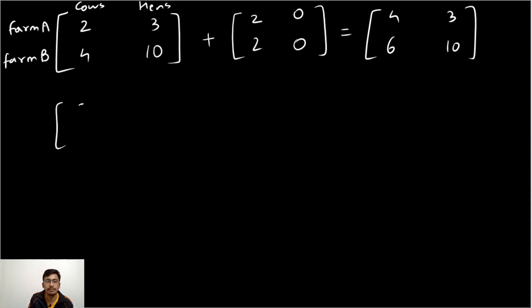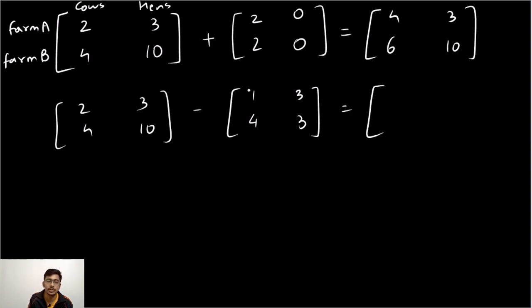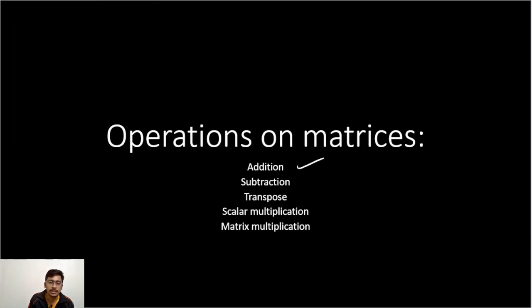Let's say if I have 2, 3, 4 and 10, and if I subtract, let's say, one cow from the first farm, let's say make all the 3 hens disappear from the first farm. Also we subtract all 4 cows from the second farm, and let's say we subtract 3 hens from the second farm. So what we are simply doing is 2 minus 1 is 1, 3 minus 3 is 0, 4 minus 4 is 0, 10 minus 3 is 7. So this is how we subtract. Okay, so addition is done, subtraction is done.